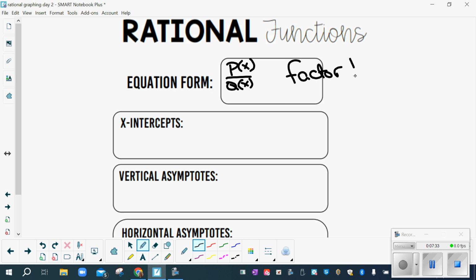Our first one. Okay, now what I'm going to talk about is each thing, how do I find it? So let's start with the x-intercepts. You know how you find it? You'll use the numerator, and we set it equal to 0, and it will be blank, comma, 0. Right?